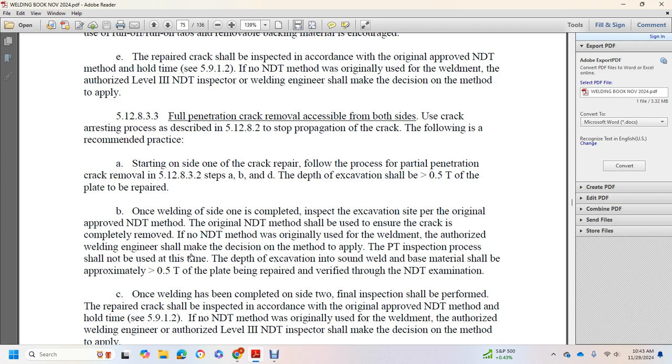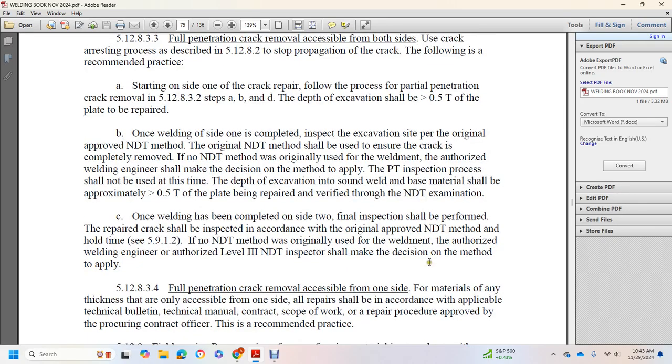If there is no non-destructive testing method originally used with the welding, the authorized welding engineer should make the decision on the method to apply. The depth of the excavation shall be sound, while the base material shall be approximately greater than half the thickness of the plate being repaired, verified with a non-destructive testing examination.